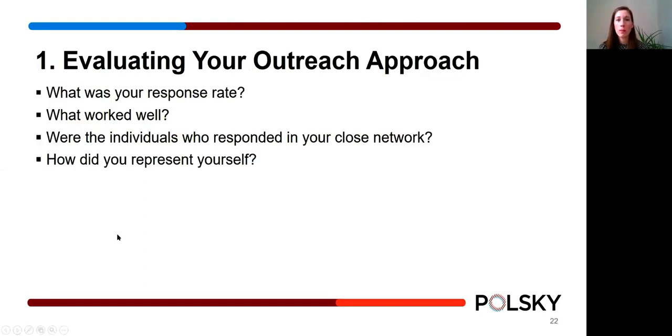So first, in terms of evaluating your outreach approach, you should first reflect on sort of what your response rate is. As you go out and message individuals, as you get warm introductions from people in your network via email, perhaps you're messaging people on LinkedIn, maybe you're responding to someone on Twitter or on Facebook who has posted something that you think indicates they're one of your key customers who you would want to talk to through this process. Think about how many people are getting back to you.